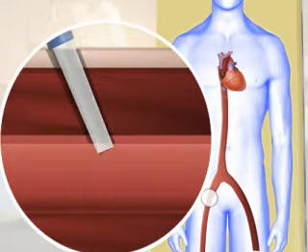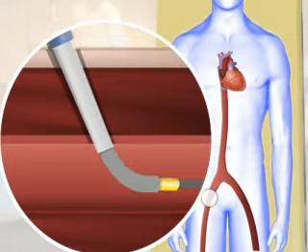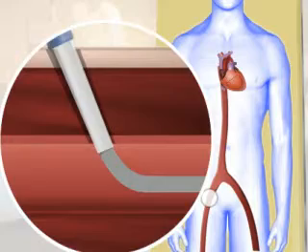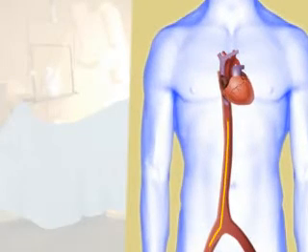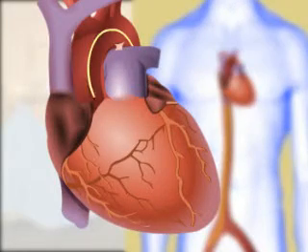Through this, a guide wire is lowered into the artery, and a catheter, a small flexible tube, is inserted over the wire and carefully advanced to the heart, through the aorta, and to the coronary arteries. The catheter movement is viewed on an X-ray screen.